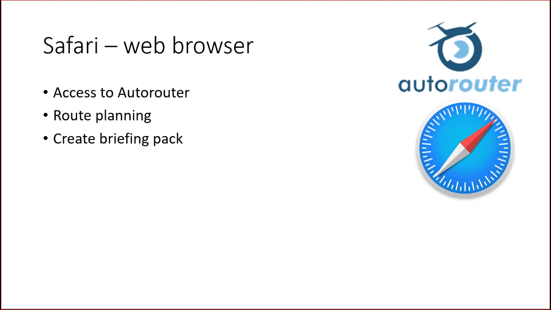So the first tool I use is actually the autorouter, and the autorouter is the flight planning tool. In order to access the autorouter, I need a web browser. I actually use Safari, but Chrome or any other compatible web browser will do. So this is the tool I'm using for route planning and to create my briefing pack.